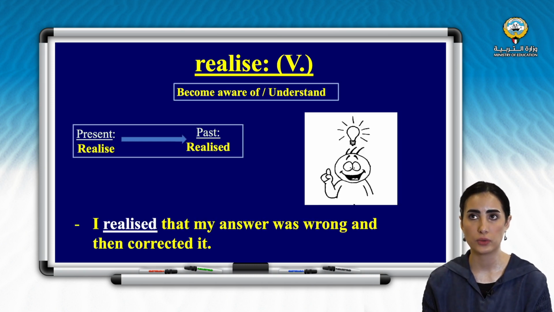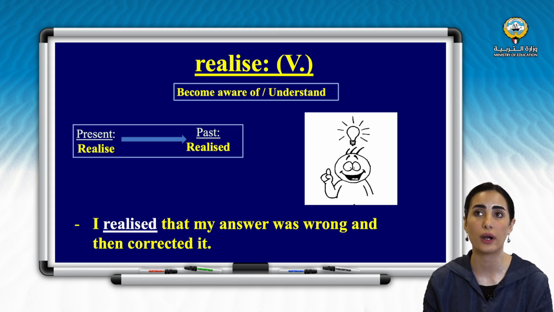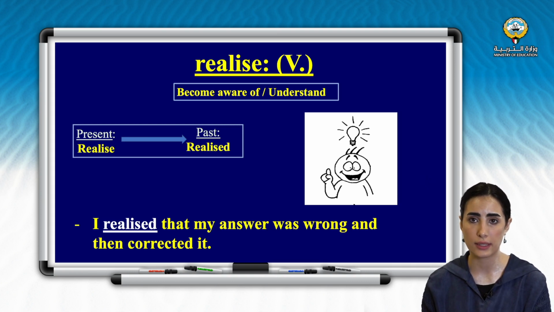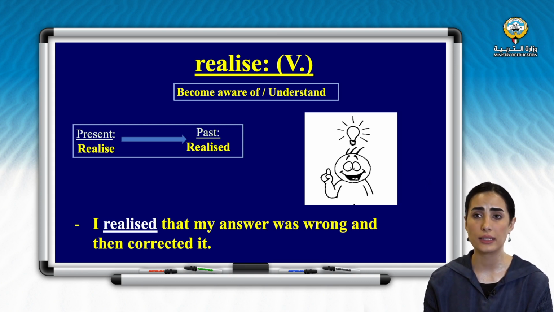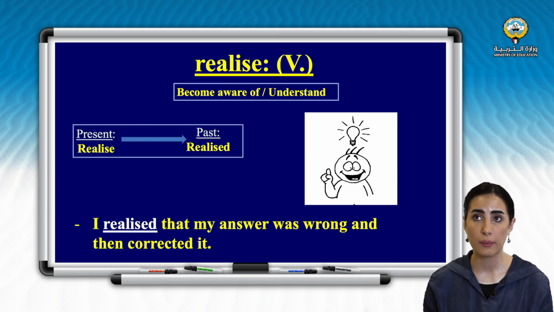Moving on to the next word, we have the word realize. So repeat after me. Realize. Realize. What part of speech is realize? It's a verb. Good. So what is the past form of realize? It's realized, adding ed. Now what do I mean by the word realize? Let's look at the example. I realized that my answer was wrong and then corrected it. So I realized meaning I become aware of or I understand.